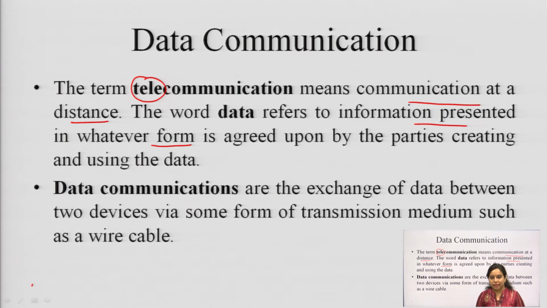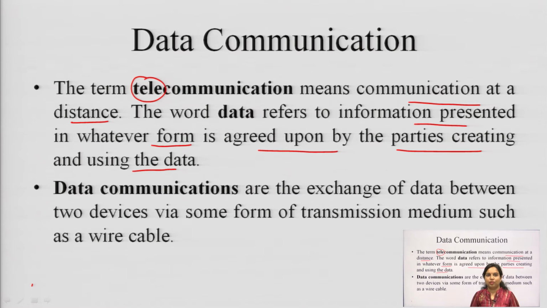If we process that particular data, it changes into the form of information. Information is data in the processed form. That is the basic difference between data and information. The word data refers to information presented in whatever form is agreed upon by the parties creating and using the data. Parties means, if two people are involved in communication and agree on transferring information in, let us say, the French language, then the information should be in French. It means the two parties, transmitter and receiver, have agreed on carrying the information in that particular language.